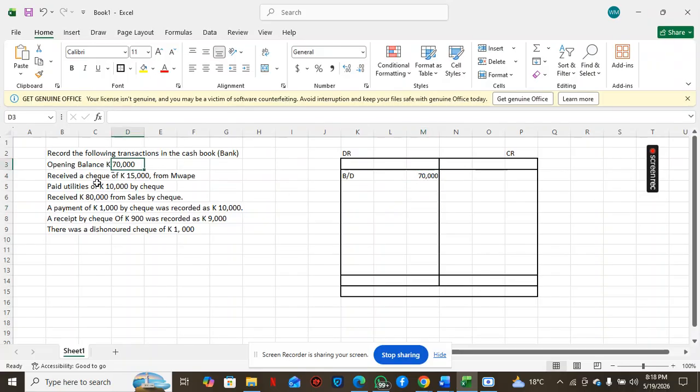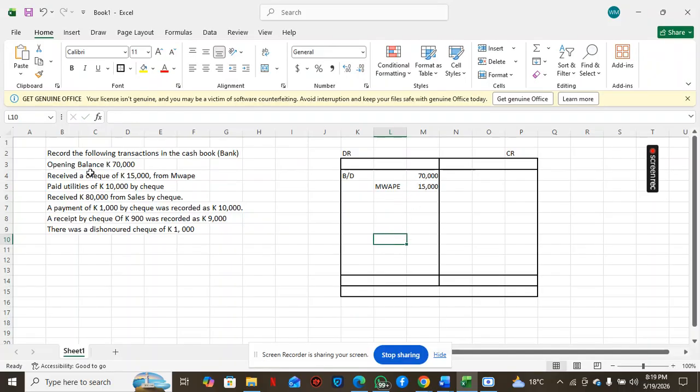All right. So we have our first transaction here. Received a check of 15,000 kwacha from Mwap. Since we received a check, this is money coming in. So money coming in, we're going to have to debit. It's going to say debit 15,000 kwacha. Money coming in. We'll put here Mwap.